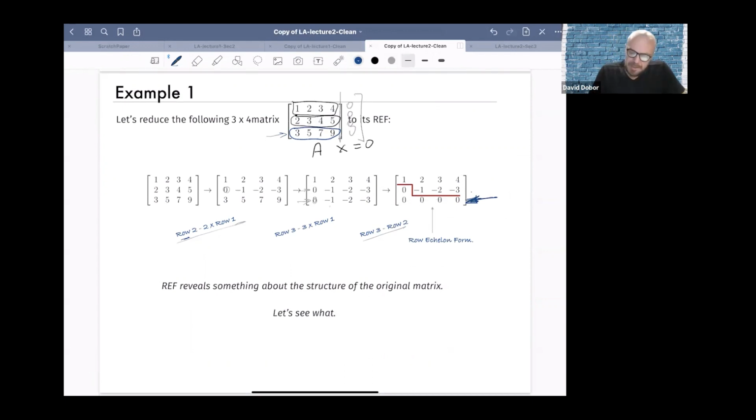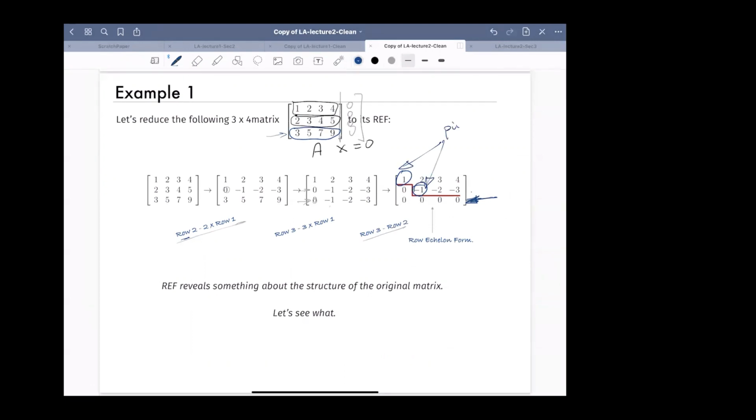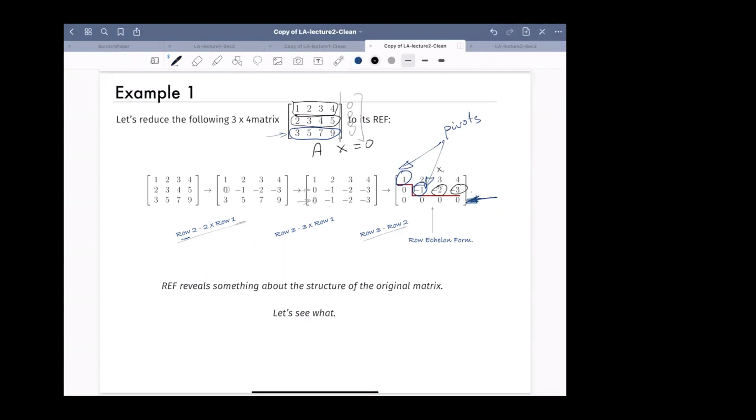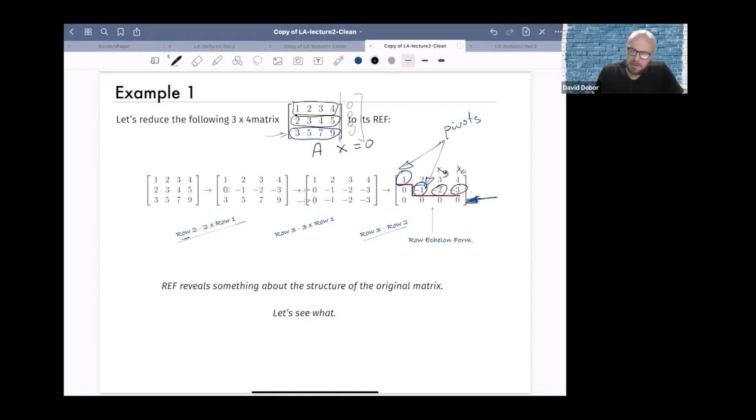Okay. Now, let's see what the solutions are. Before we get to solutions, what are these guys called? I forgot. Pivot variables. Pivots or leading variables. And what are those guys called? Free variables. x3 and x4 are going to be free variables, and x1 and x2 are going to be pivot variables. This means that I get to select x3 and x4 freely, and then once I do select them freely, x1 and x2 will be uniquely determined.